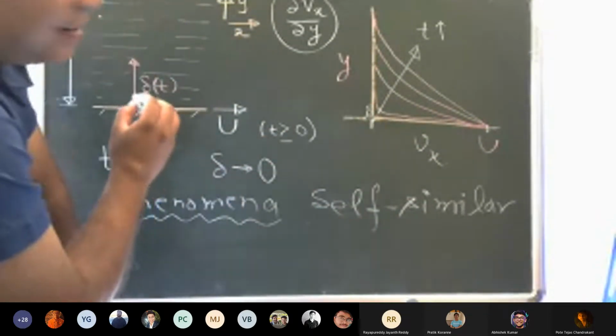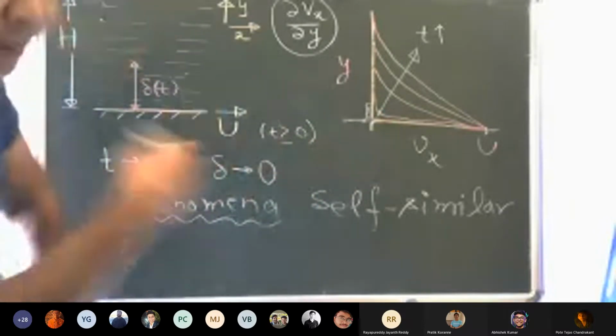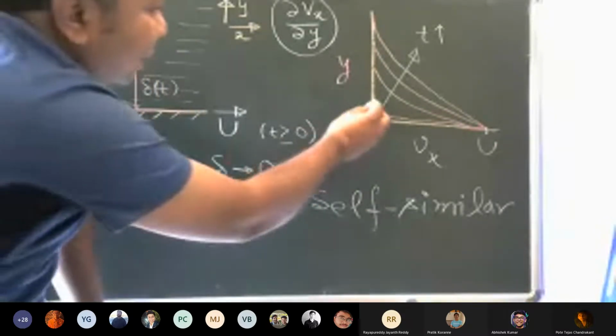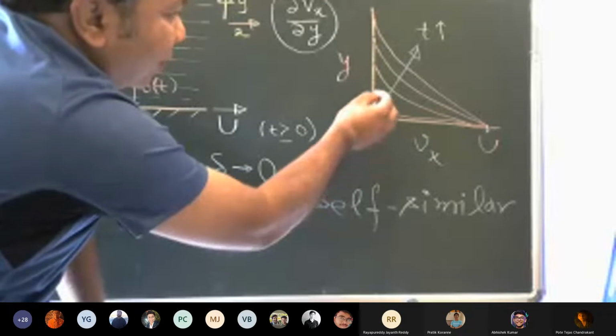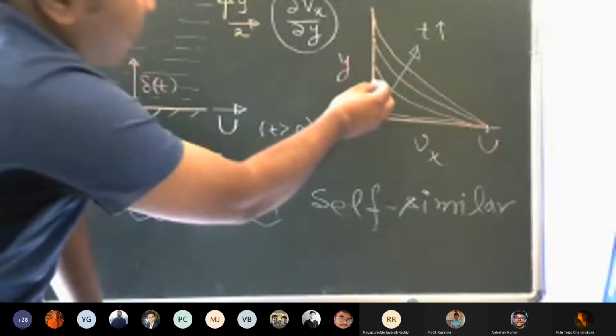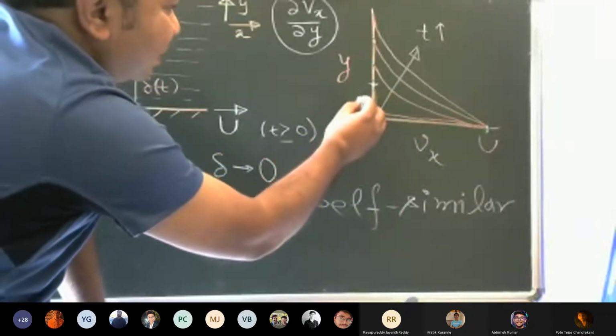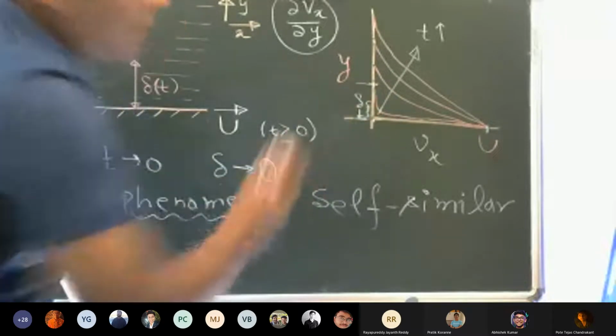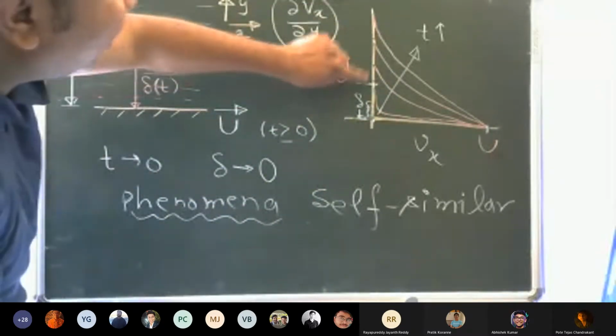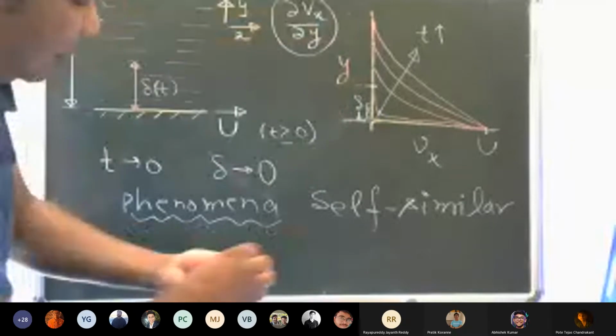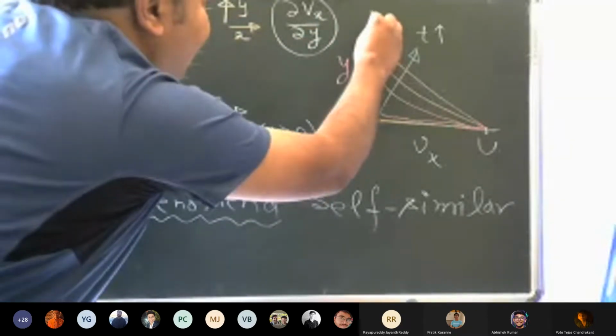Once some time has passed, up to some y you will see a positive value of velocity. Let's say this is delta. Beyond delta on the y-axis, everything is 0. So this plot, at some earlier time, looks like this.